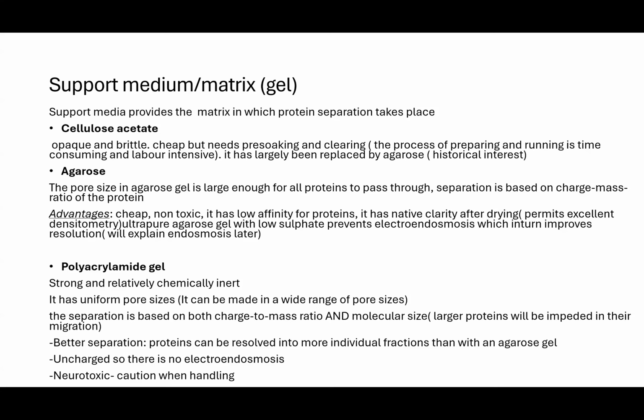And the agarose gel, which is the one that we commonly use in the lab, the pore sizes in agarose gel are very large. So it is good for, for example, large fragments of DNA. You might also say that the pores are large enough for all proteins to pass through. And so the separation is basically based on charge to mass ratio of the protein rather than the weight, because everything just passes through.